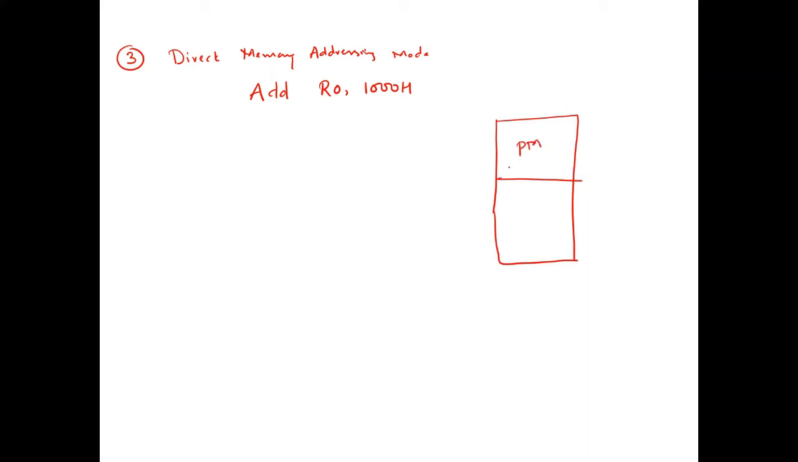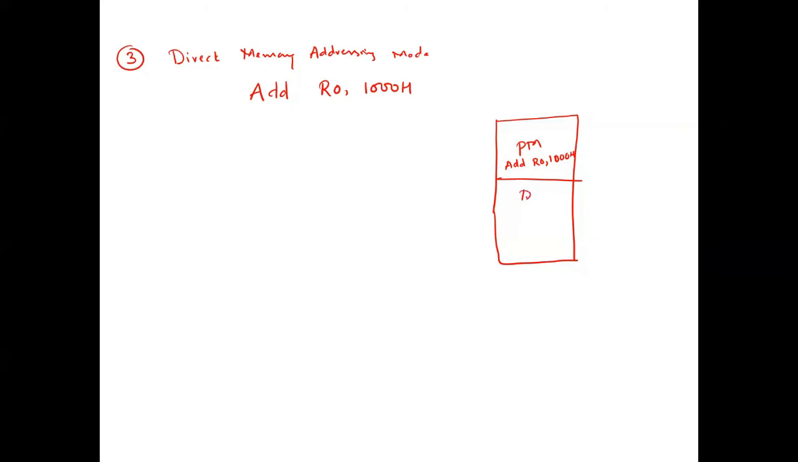So I will create one scenario. I will take again one example of add only: add R0, comma, I will write the address of the memory. Now I will draw one figure of how it looks. Here we have a program memory, right? PM means program memory. And inside this program memory, we have this instruction, so I'm going to write it here.